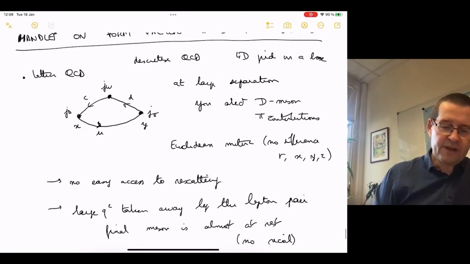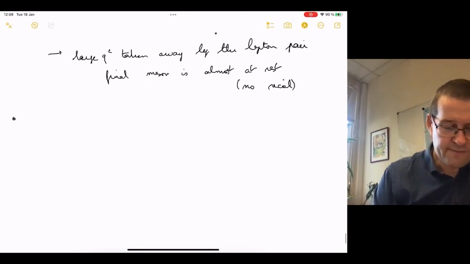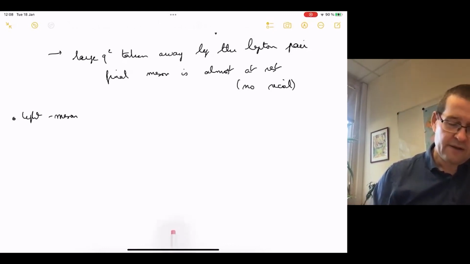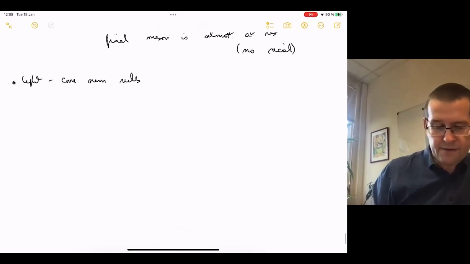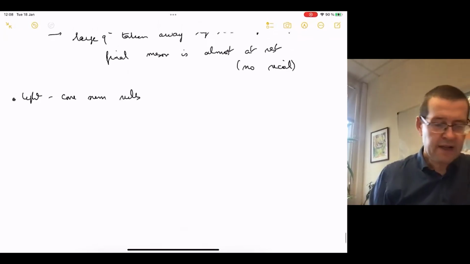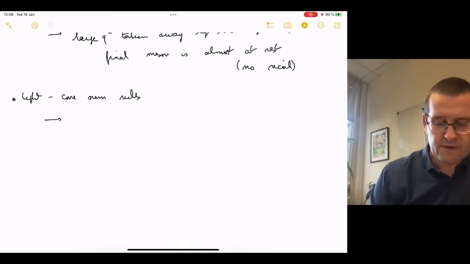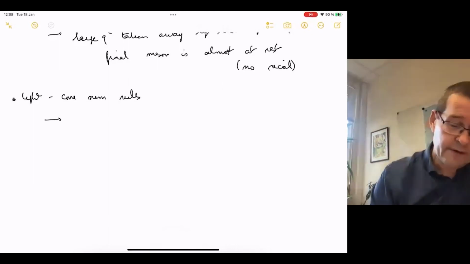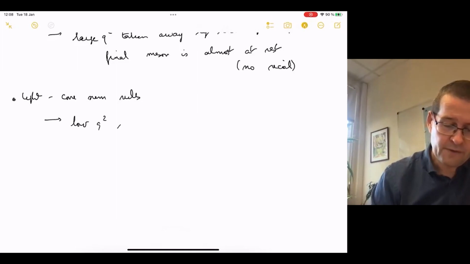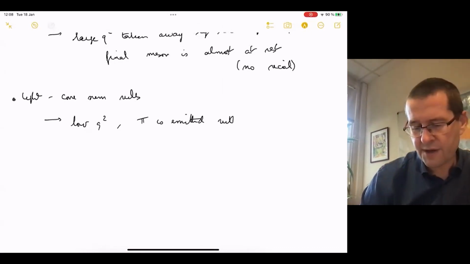So that's one possibility. The second one, which is light cone, sorry, I'm not going to discuss that in very much detail because of lack of time. But we can discuss that later during the discussion session if you wish. It's the opposite. It's interested in the situation where you have low Q square, so the pi is emitted with a large energy.